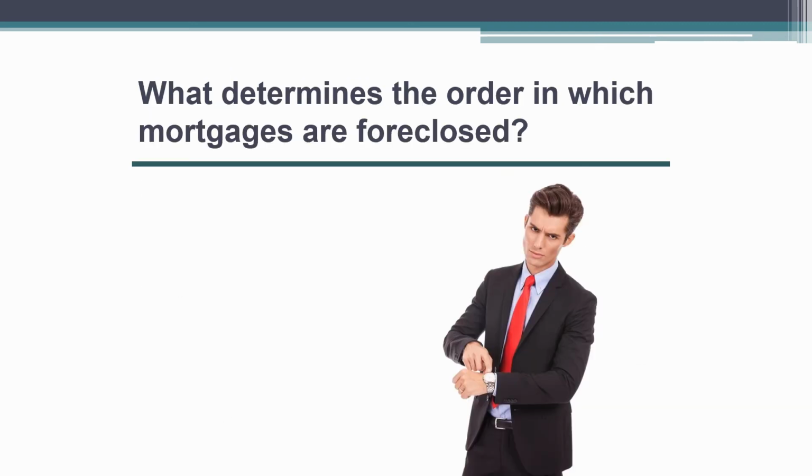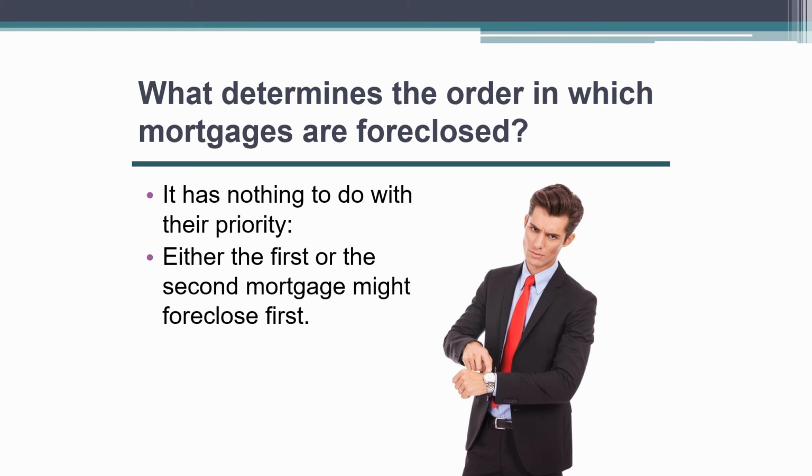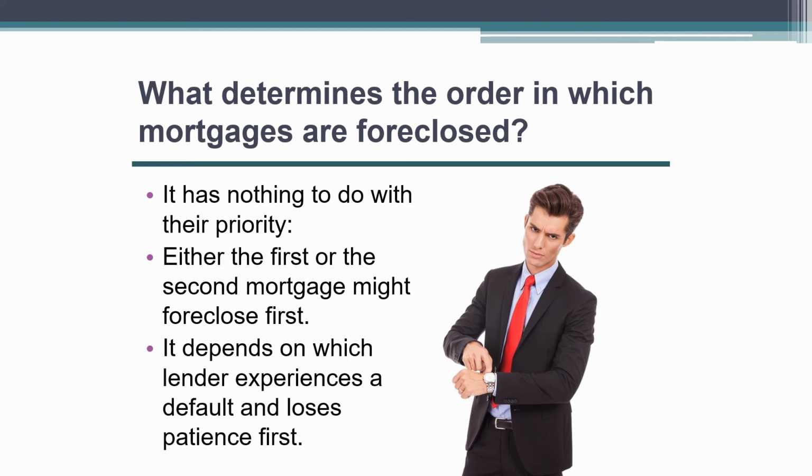Now, what determines the order in which mortgages are foreclosed? Well, it has absolutely nothing to do with their priority. If we have a first and a second mortgage on a piece of real estate, it's entirely possible that the second will be foreclosed before the first does. Either one might foreclose first, and it depends really on which lender experiences a default and loses patience first. That could be the first mortgage, it could be the second mortgage.